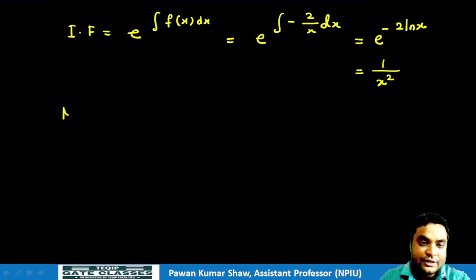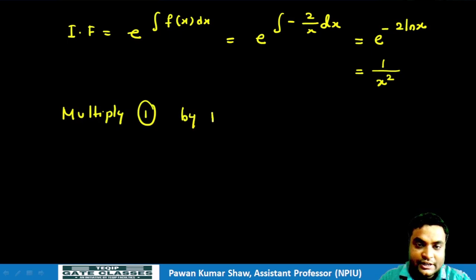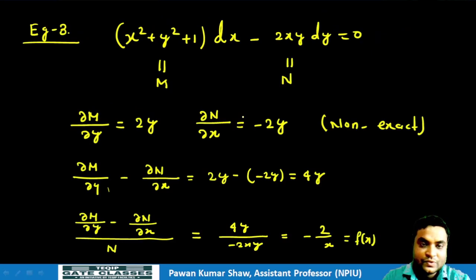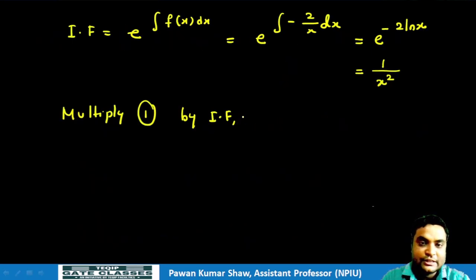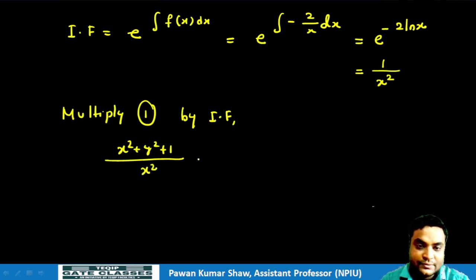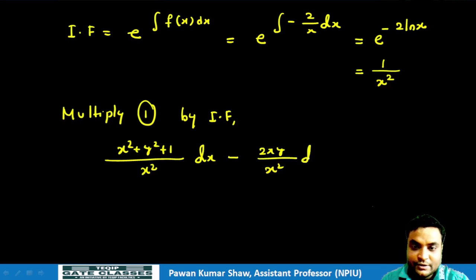So now if this is the integrating factor, if you multiply the original differential equation by the integrating factor, then our equation will be exact. And how will it look like? It's x square plus y square plus 1, and we are multiplying by 1 by x square, that is this one, dx plus, sorry, it will be minus 2xy divided by x square dy equal to 0. Now this is the updated M and this is the updated N.